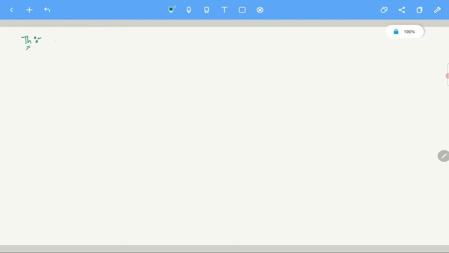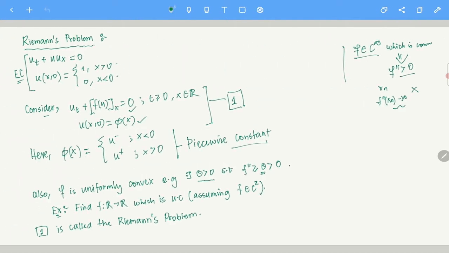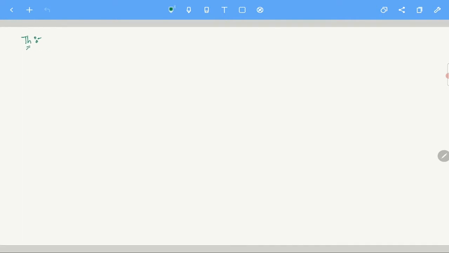So of course, in this video, whenever we are talking about phi and whenever we are talking about f, these assumptions are assumed on phi and f, until we say otherwise. Given phi and f, of course f is given to be uniformly convex, if you remember. Given phi and f, there exists a unique, very important, unique weak solution.